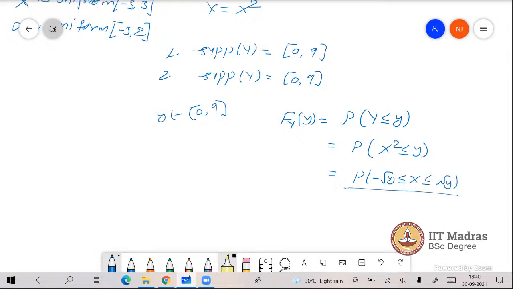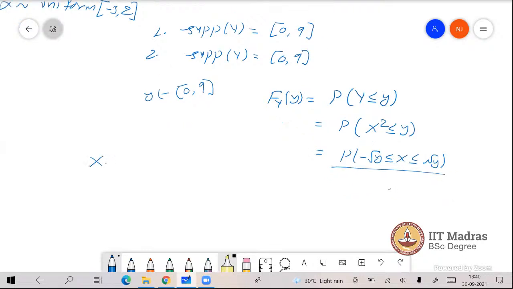Now here is the crucial step. Now look at this y. The support of x is 0 to 3, and y I have chosen in 0 to 9. So will minus root y and root y be inside the support or not? Yes, sir. y I have chosen in 0 to 9. Obviously root y is going to be less than 3, and obviously it will lie between minus root y and root y, and root y will lie between 0 to 3, right?